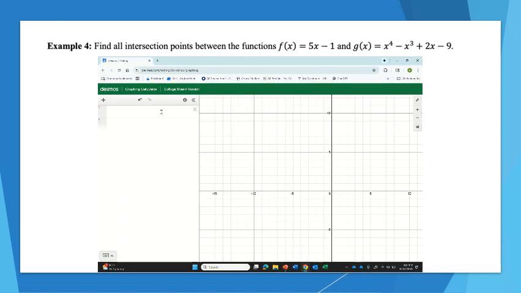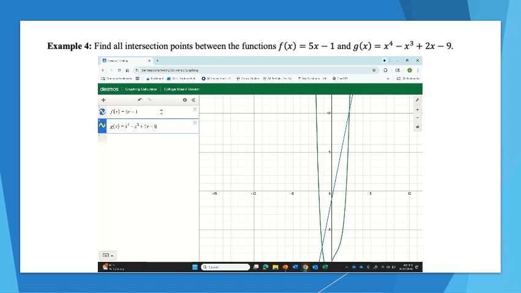All right, so for example 4, we want to find the intersection points between f of x equals 5x minus 1 and g of x equals x to the 4th minus x cubed plus 2x minus 9. So here we just want to hover over our points like so. And then our 2 points here should be 2.268, comma 10.342, rounding to 3 decimal places, and negative 1.241, comma negative 7.203, and that should be our answer.